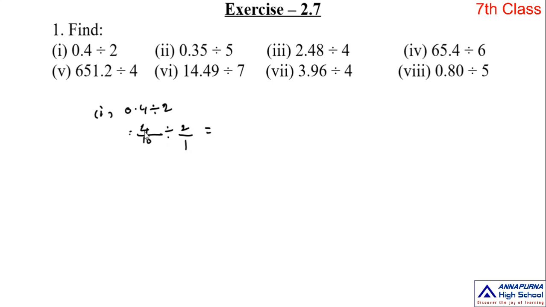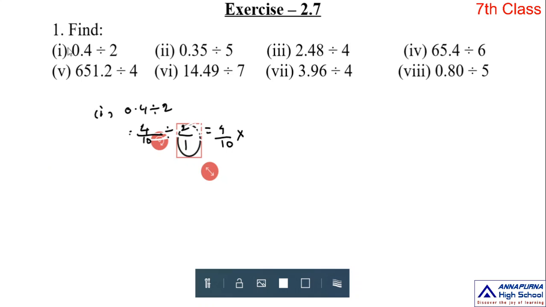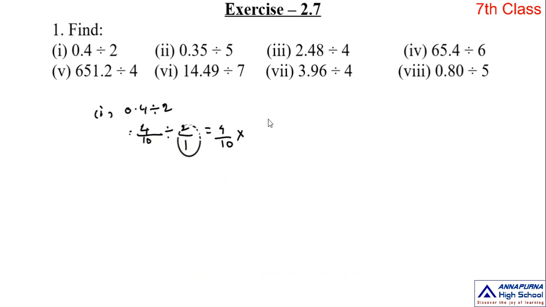So which is equal to dividing a fractional number by another fractional number. What will we do? We must multiply the first fractional number by the reciprocal of the second one. So here the first fraction is 4 by 10. You multiply this first fraction by the reciprocal of 2 by 1. What is the reciprocal of 2 by 1? It is 1 by 2. Now simplify it.